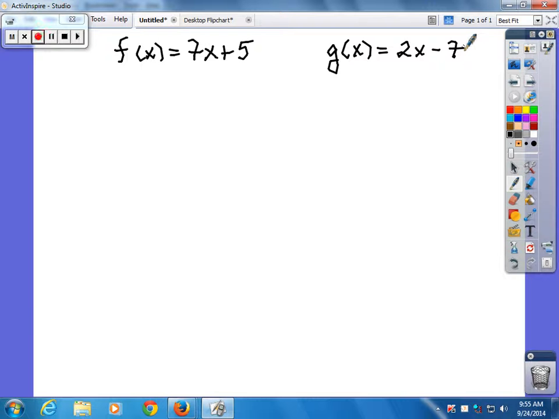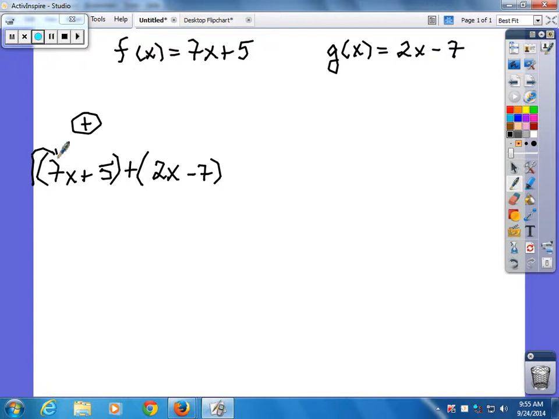So go back to pre-algebra. I'm going to add them. I'm just going to do pre-algebra. There's nothing else to do. 7x plus 5 plus 2x minus 7. And there's a 1 here and a 1 here, and distribute the ones and you get 7x plus 5 plus 2x minus 7. And what's 7x plus 2x? 9x. And what's 5 minus 7?